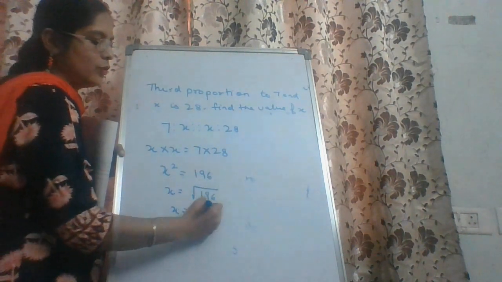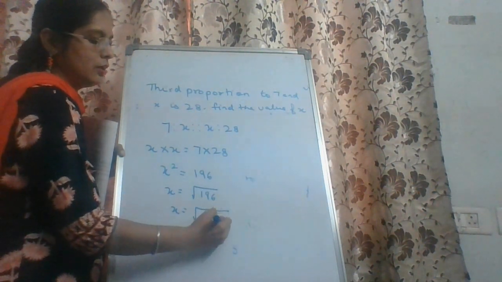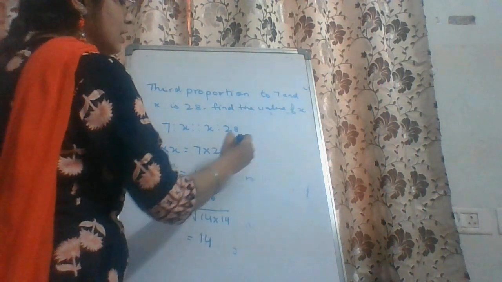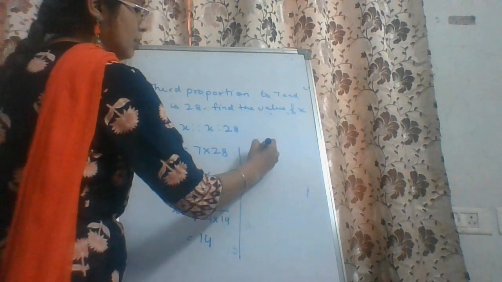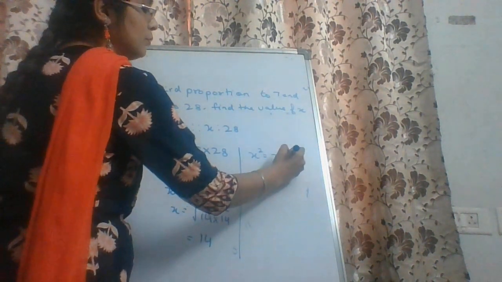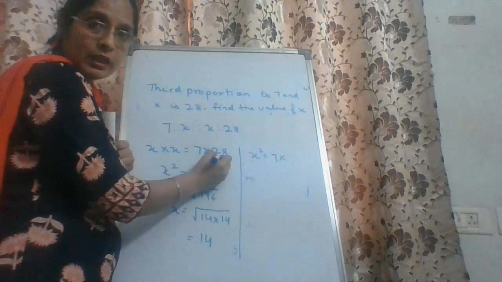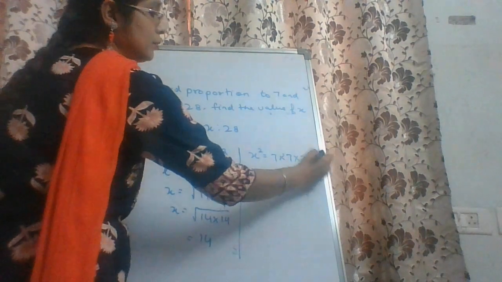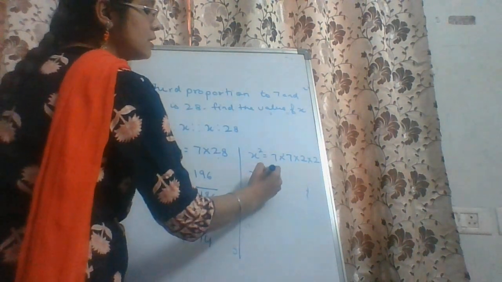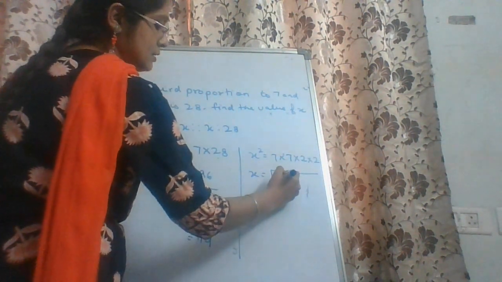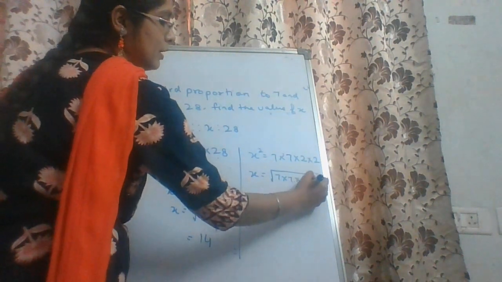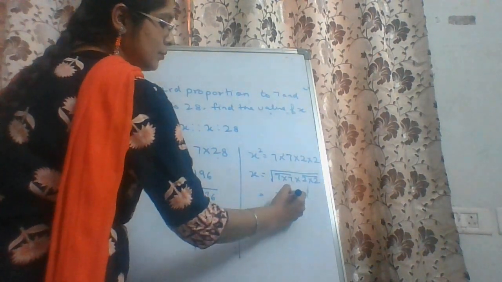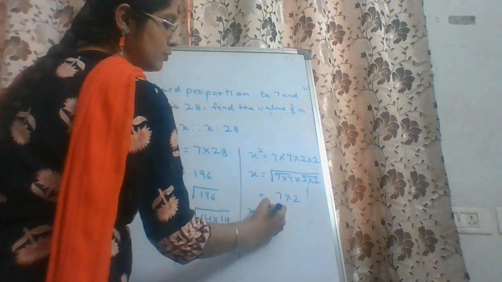X is equal to 14 multiplied by 14, or you can do it in this way. X square equal to 7 multiplied by 28, I can write it as 7 multiplied by 2 multiplied by 2. That means x is equal to square root of 7 multiplied by 7 multiplied by 2 multiplied by 2. I get this as 7 multiplied by 2. X is equal to 14.